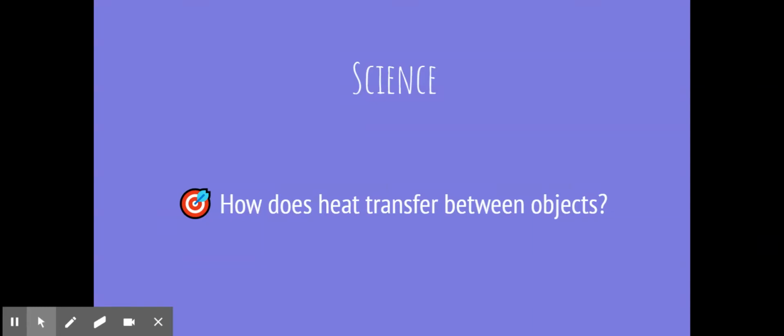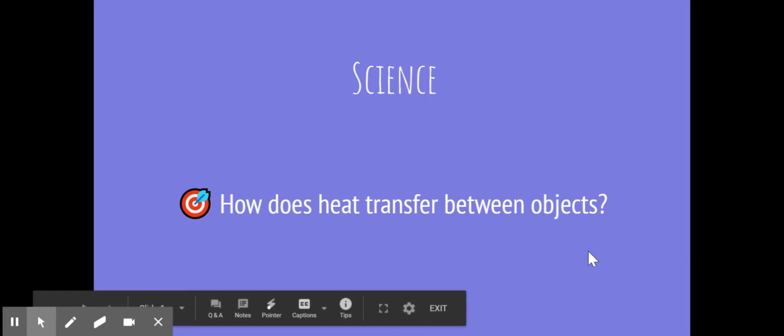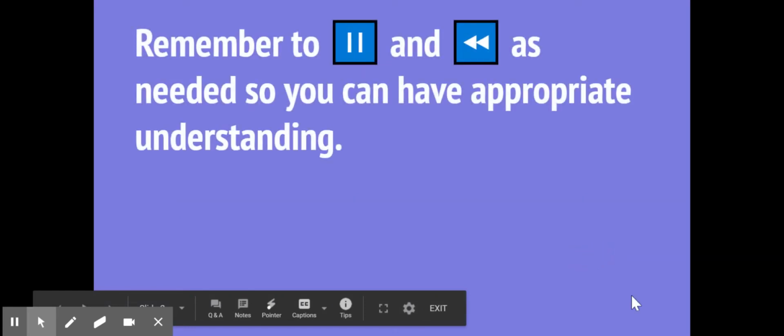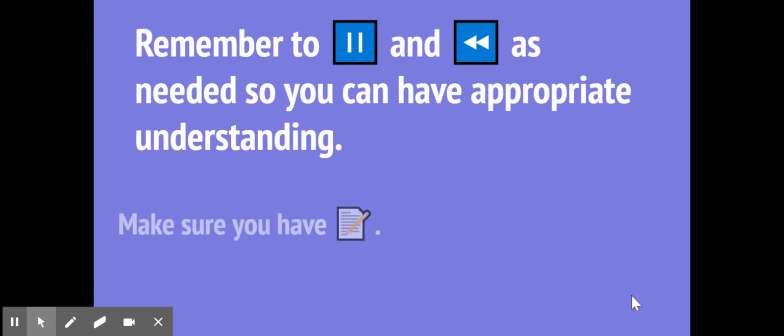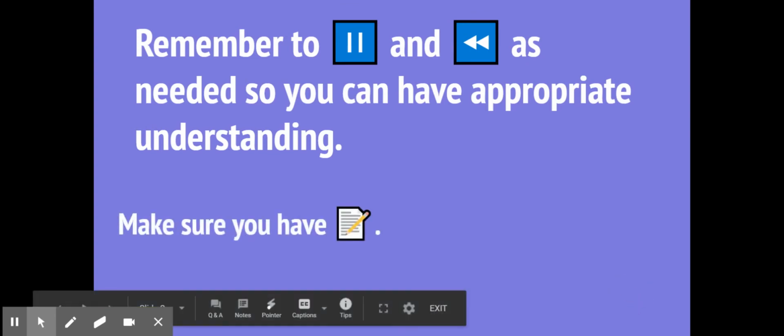All right, friends, so we are here to talk about our essential question of how does heat transfer between objects? Remember to pause and rewind as needed so that way you can have appropriate understanding. And of course, it's good to make sure that you have something to write on and something to write with so that way you can take any relevant notes that you may need throughout this video.